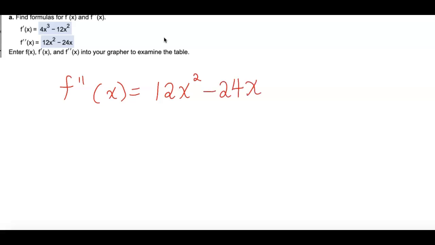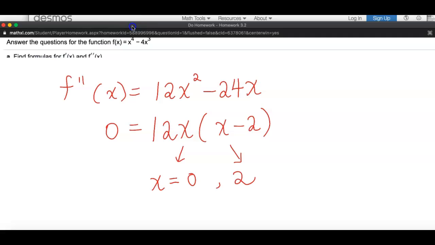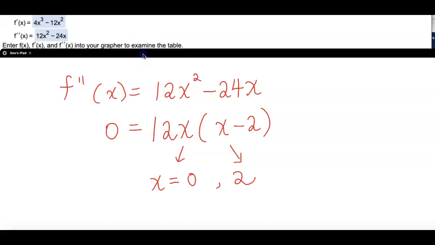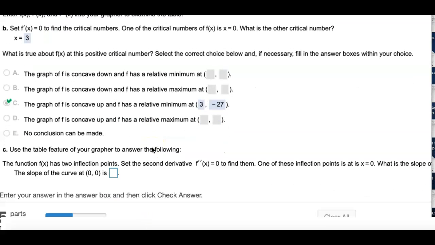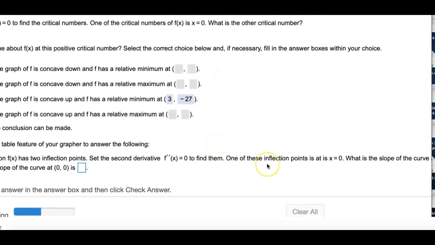To find these potential points of inflection, I must set this equal to 0. Let me factor out 12x from these two terms. Then I'll get x minus 2, which means x can be either 0 or x can be positive 2. So it has 2 potential points of inflection. So let me go and give them 0 and 2. Oh no, that's not what they wanted. All right, I better read this a little more carefully.